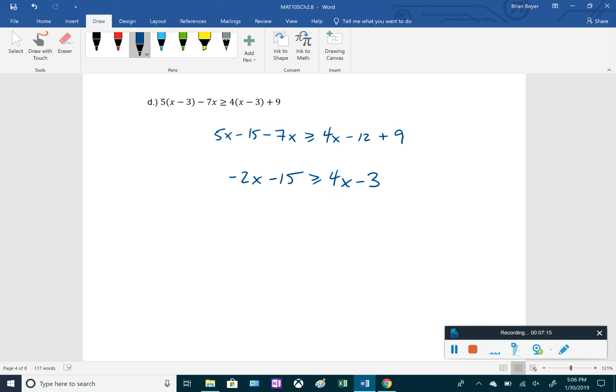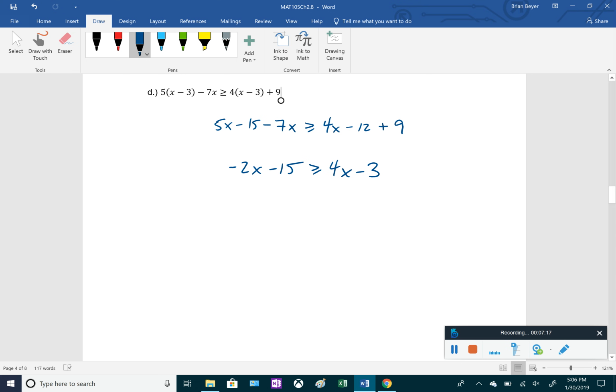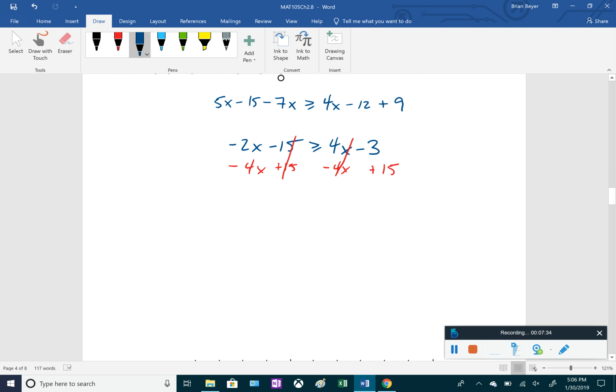So now we can get all the variables on one side, constants on the other. I'll get the variables on the left this time. If you want to put them on the right, that's fine. I'm going to subtract 4x. And in one step here, I'm going to add this 15 to the other side too. If you have to do it in 2 steps, that's fine. So it's going to be negative 2 minus 4 is negative 6x greater than or equal to negative 3 plus 15 is going to be 12.